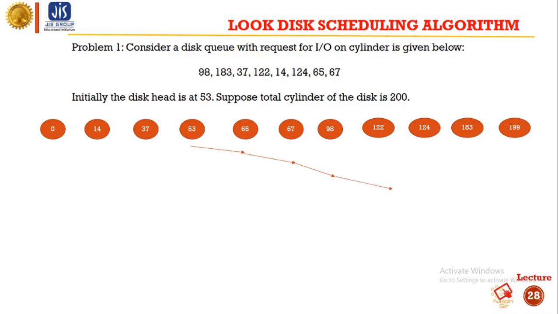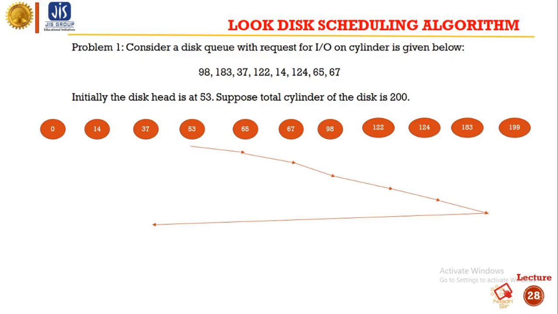From 98 we will move to 122. Next from 122 we will move to 124, and from 124 we will move to 183. And from 183 in our SCAN scheduling algorithm or C-SCAN, we have moved to 199. But in case of the LOOK scheduling algorithm we will not move to the last one. So we will not move from 183 to 199. From 183 we will move to the opposite direction.